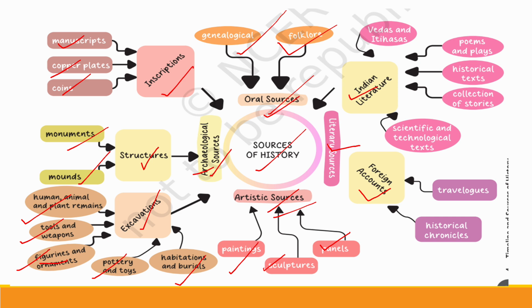Indian literature includes Vedas and Itihasas, then poems and plays, historical text, collection of stories, then scientific and technological text, etc. Vedas include Rig Veda, Samaveda, Yajurveda, and Atharva Veda. Then Itihasas, our Ramayana, Mahabharata, they are Itihasas. Then we have foreign accounts like travelogues, then historical chronicles, etc. Historical chronicles are written accounts of historical events. They are often arranged in chronological order. These are the different sources of history.